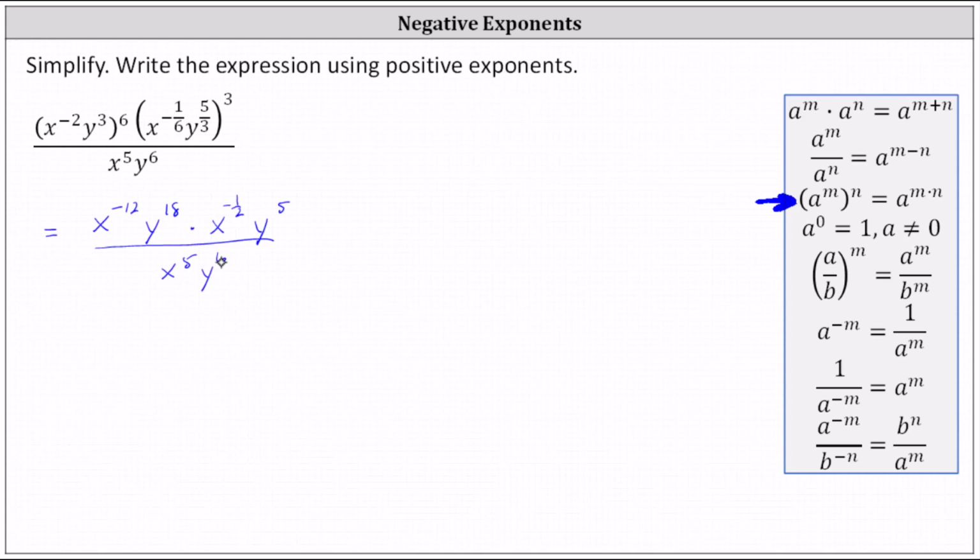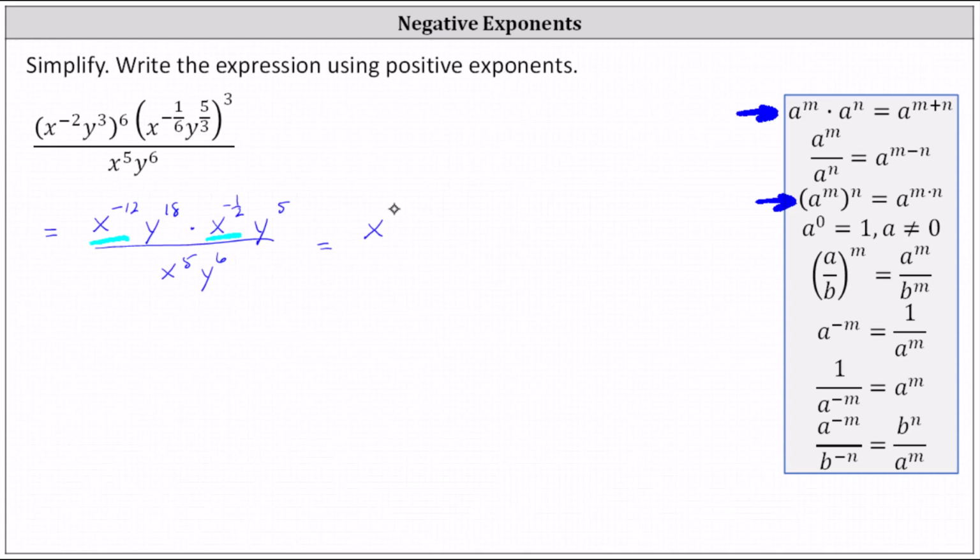So working in the numerator, we now multiply. Recall when multiplying and the bases are the same, we add the exponents. In the numerator, we have x to the power of -12 times x to the power of -1/2, which gives us x to the power of the sum of -12 and -1/2. -12 is equal to -24 halves. -24 halves plus -1/2 is -25 halves.